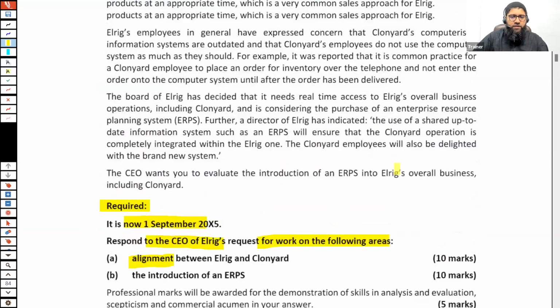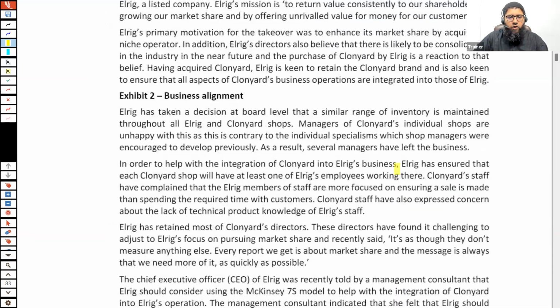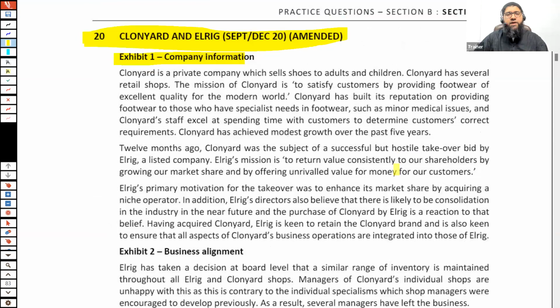Now let's try to see this. First of all, I would want you to read exhibit number one so that we could have an idea and then take things forward. Can you just read through exhibit number one?